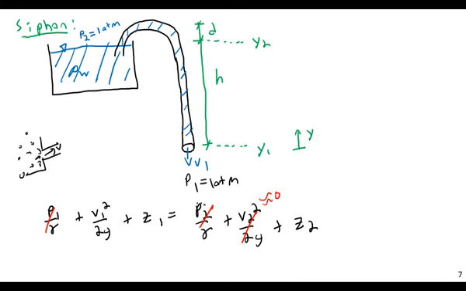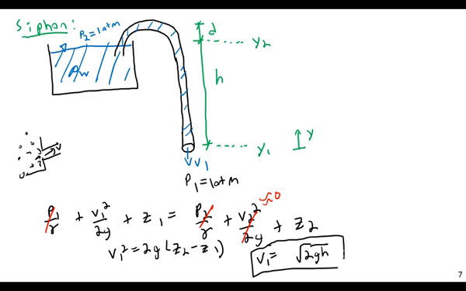So if we look at what cancels out, V1 squared will equal 2G times (Z2 minus Z1), or V1 is equal to the square root of 2GH.